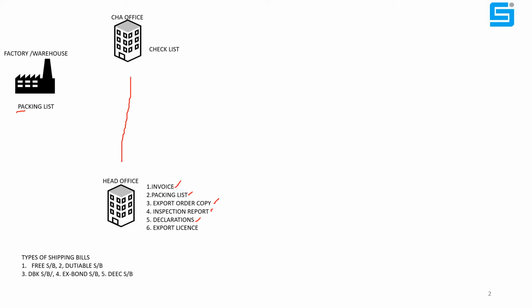This checklist is prepared on the basis of the type of shipping bill. The exporter has to give the detail to the CHA on which type of shipping bill is to be filed with the customs. There are several types of shipping bill. First, free, where there are no incentives to be claimed by the exporter on the exported goods. The second, dutiable shipping bill, in which duty is imposed on the export product. There are hardly any products on which export duty is payable, just like spices and these things.